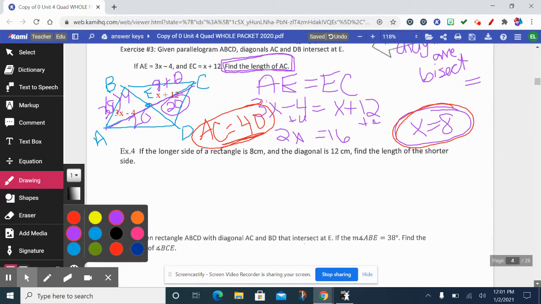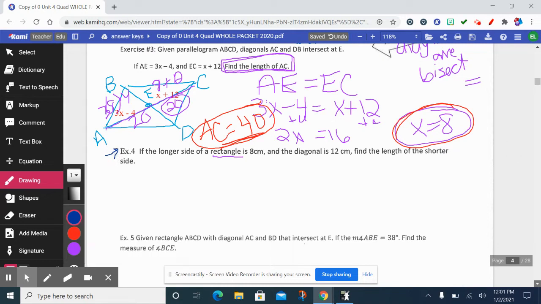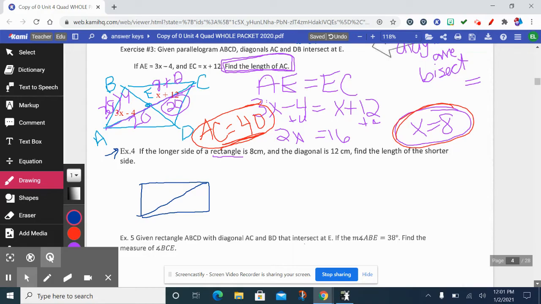Exercise 4, our shape changes. Now we're going to be talking about a rectangle. So looking at exercise 4 here. If the longer side of a rectangle is 8 centimeters and the diagonal is 12 centimeters, find the length of the shorter side. So if we have a rectangle with a diagonal drawn in, the longer side of the rectangle is 8 and the diagonal measure is 12.